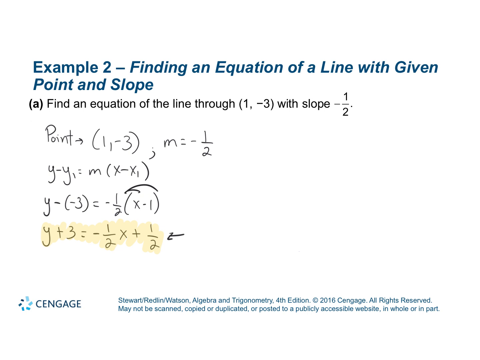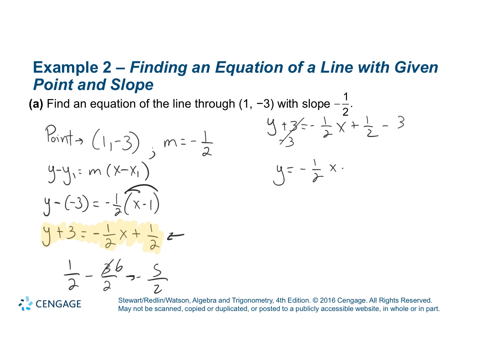Now, if they wanted to put it into slope-intercept form, just to show you, which is what I was going to do, we would subtract that 3 on both sides. So y equals negative a half x. And then a half minus 3 is going to become 6 over 2. So we get negative 5 over 2. So this would be slope-intercept form.